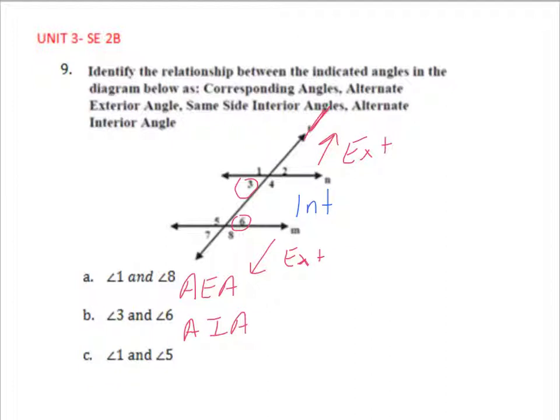Then the last one we're going to look at would be our angle 1 and angle 5. So there's here and here. So are they both interior or are they both exterior? And the answer to that is no. One of them is exterior, one of them is interior. Are they both on the same side? Yes. So that means that they're corresponding. One's interior, one's exterior, and they're on the same side is our definition of corresponding.